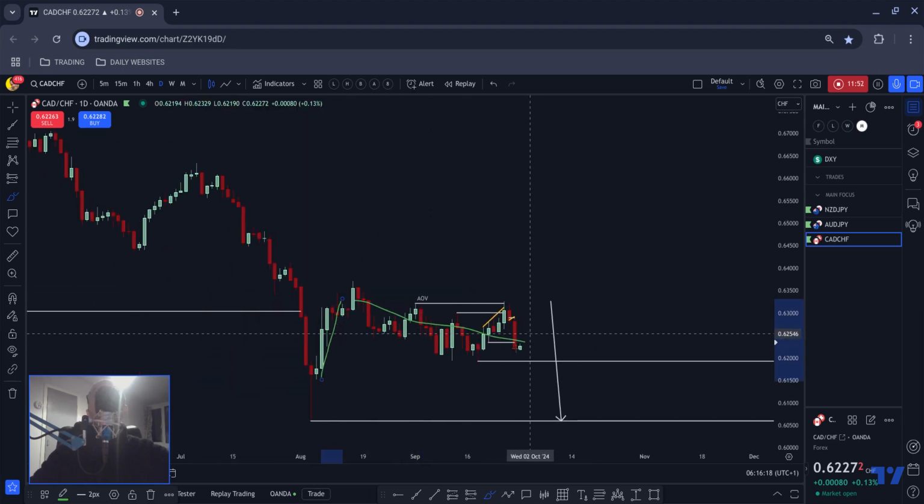Often these become more neutral, so we don't get the continuation because it's got so wide. The width is longer than the impulse, and then we get what would be an inverse. I'm thinking that this could potentially be an inverse M style pattern where we tap into that and then move to the upside.